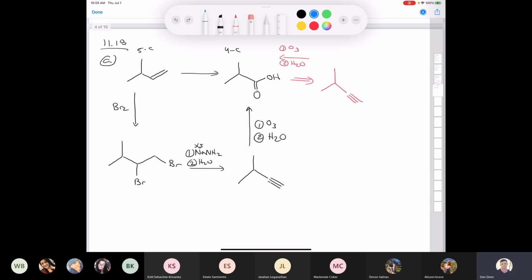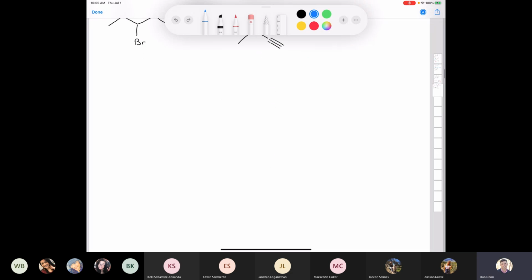Anywho, let's try B, which involves another carboxylic acid. So we're gonna have to do some more alkyne chemistry. So this is 11.18 B. We're starting with this compound. This is 2-methyl-1-bromopropane, and we're adding a carbon here, aren't we? So let's see, we end up with this compound. This would be 3-methylbutanoic acid. So we've got a total of 4 carbons in our starting material, and we've got a total of 5 carbons here.